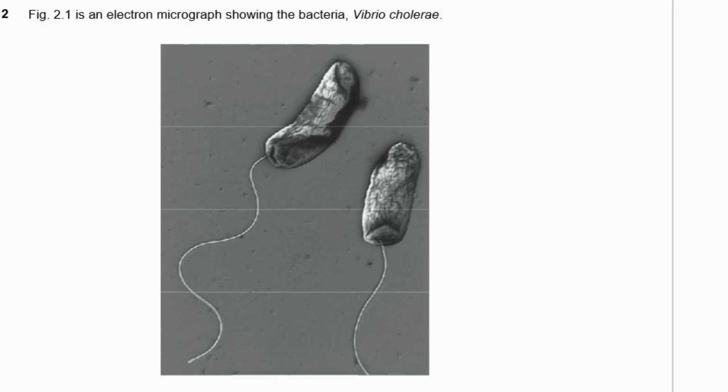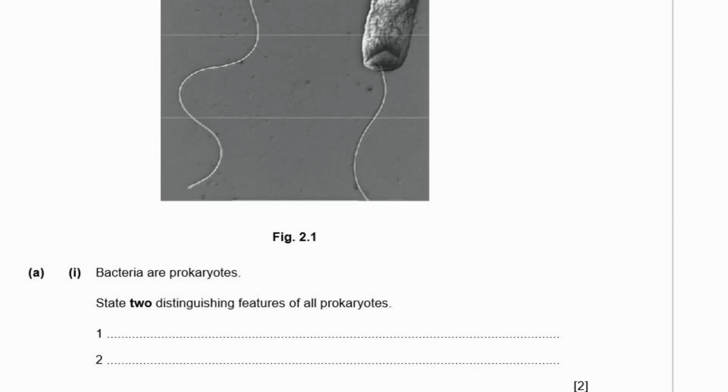Question 2. Figure 2.1 is an electron micrograph showing the bacteria Vibrio cholerae. Okay, that's cholera. A1. Bacteria are prokaryotes. State 2 distinguishing features of all prokaryotes. Keyword there is all, and obviously only 2. Okay, lots of things you could put down here.